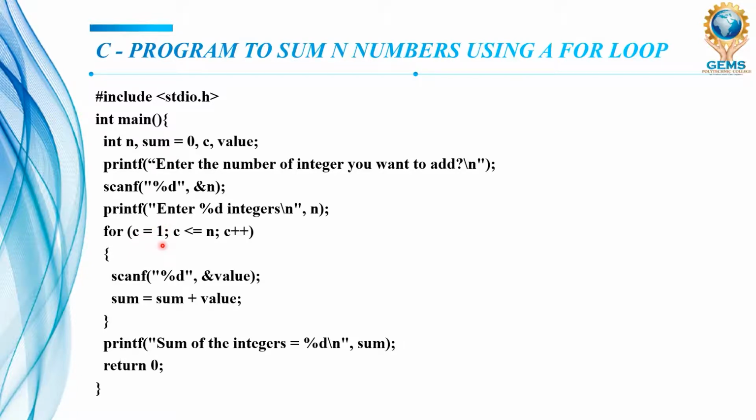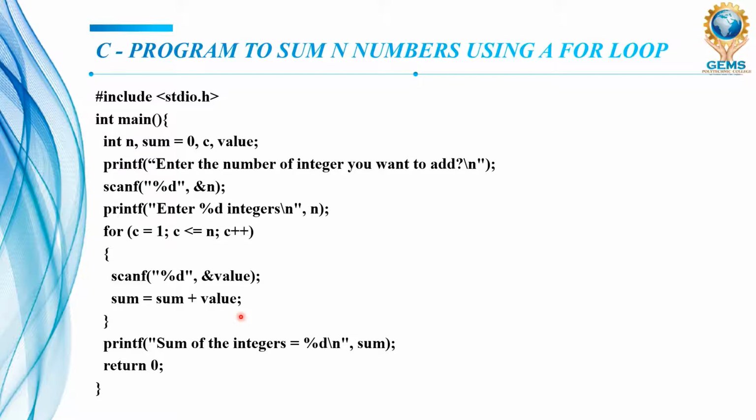In the previous slide I told you n is what? N is the number which is taken from the user. That means total number. How many numbers? The 4. So that means it will go till 4 numbers. So C++, every time the value will be incremented by 1. Now scanf, the value will be taken from the user one by one. Now sum equal to sum plus value. That means sum equal to sum plus value.